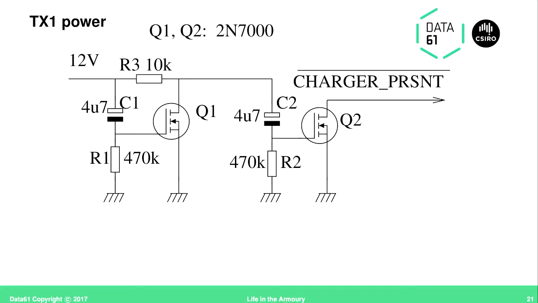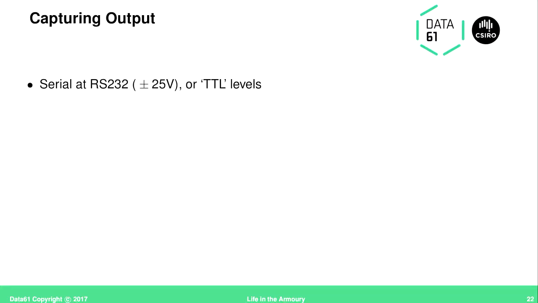That circuit took a little while to nut out, because at first I had everything round the wrong way. And I misread the spec, because I thought it said that you had to hold it off for 300 milliseconds before letting it go, and that didn't work. Anyway, so now we have a way of turning on and off all the devices and resetting them. Great. Next thing we've got to do is capture the output.